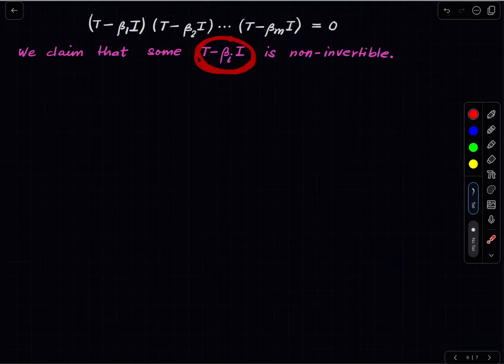But if this is non-invertible, then beta i is an eigenvalue of T, because we saw this. If this is non-invertible, then its kernel is non-trivial, and hence beta i is an eigenvalue. So that's the proof. This proves our proposition, and with that I want to end this lecture.